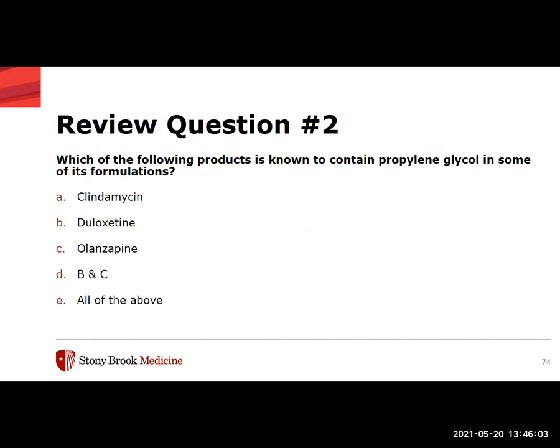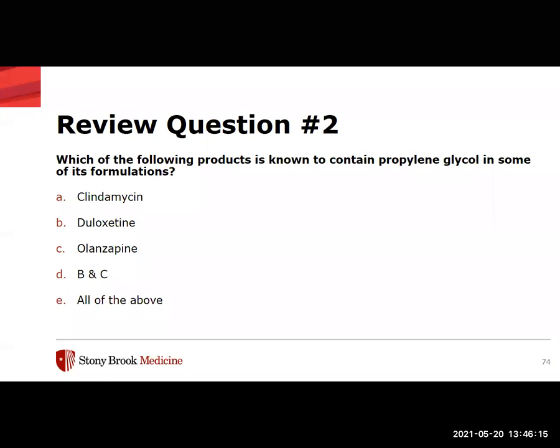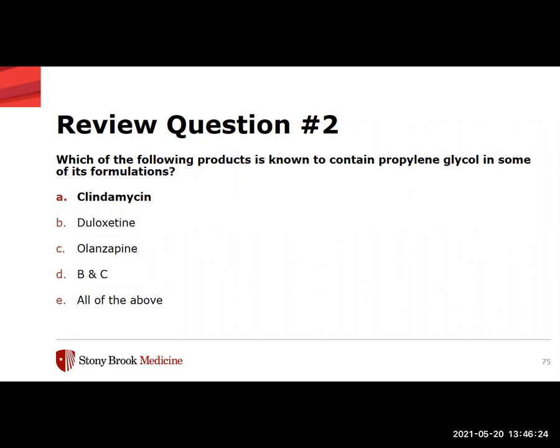So now that we've completed our section on excipients, let's review with another practice question. Which of the following products is known to contain propylene glycol in some of its formulations? Yes, so as we've seen from reviewing this section, we know that propylene glycol is found in various formulations of acetaminophen, amoxicillin, and clindamycin, so the correct answer here is A.